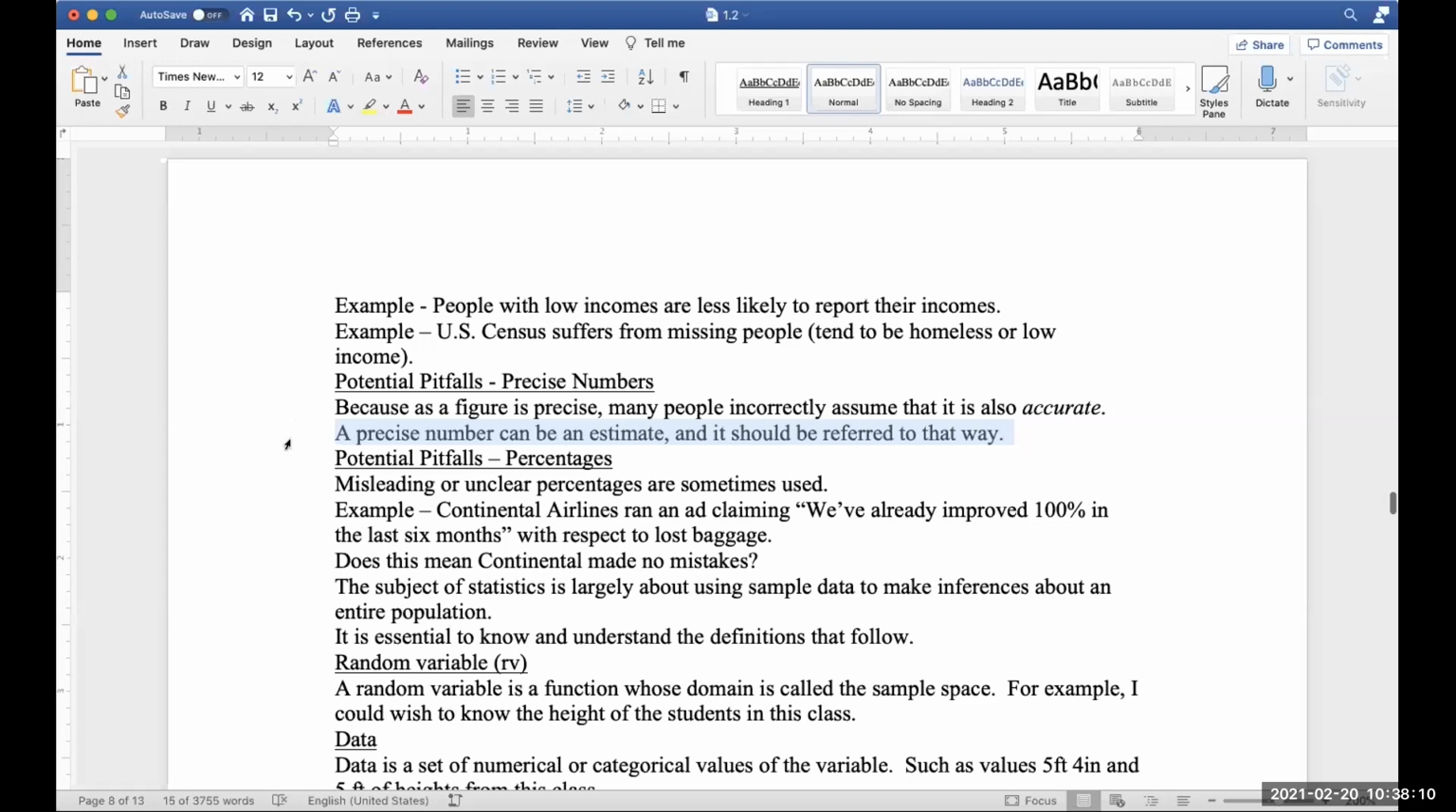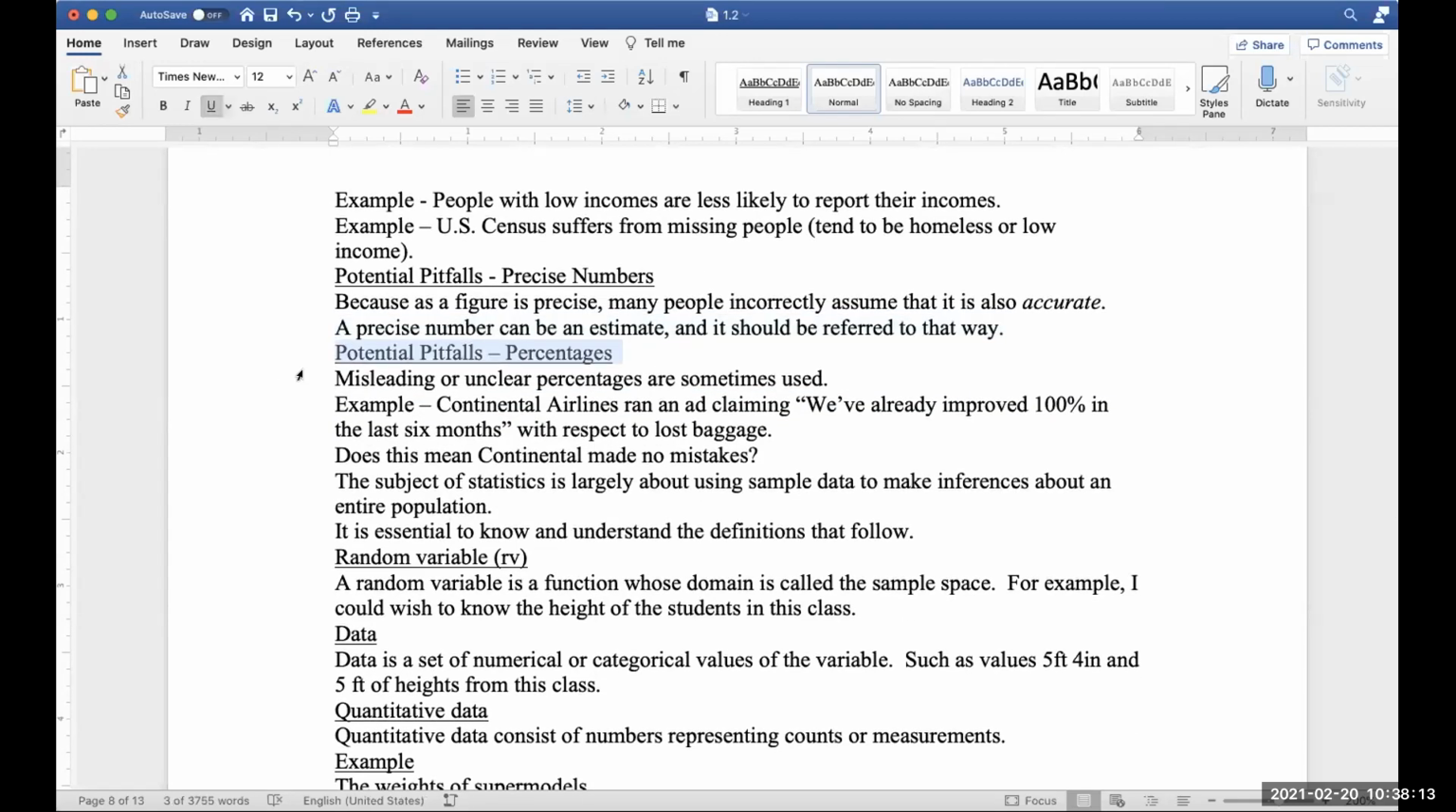Oh, percentages. Percentages can be quite misleading. Continental Airlines ran an ad claiming, "We have improved 100% in the last 6 months with respect to lost baggage." What does that mean? Does it mean that they have no mistakes and no missing baggage? I'm not really sure what 100% improvement means.